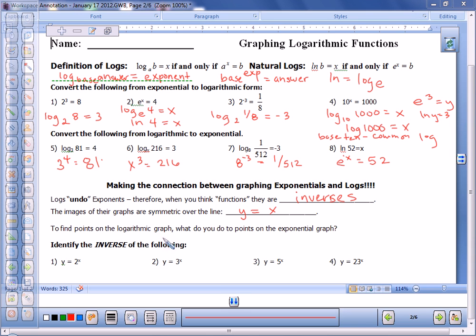So when we find points on a logarithmic graph, what would we need to do to the points on the exponential graph if they're inverses? Well, that's what we use for inverse notation. But what did we do with those graphs to find inverses? You just flip. Switch the x and y.